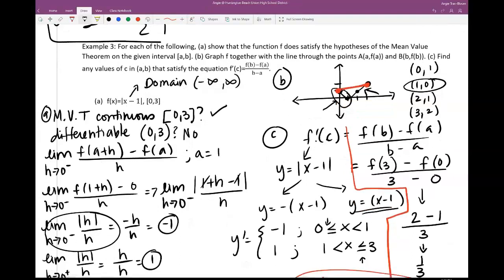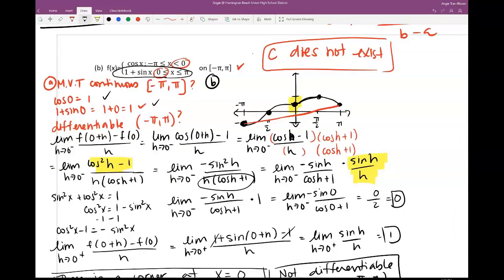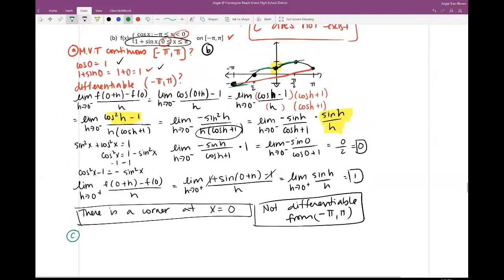Find any value of c in between the interval a to b that satisfies the function. Okay, let's see. From just looking at this graph, would you agree there might be how many? 1, 2, and 3, okay? So let's see if our math matches with our picture. Part C says find all the c values. So let's look at the graph again.